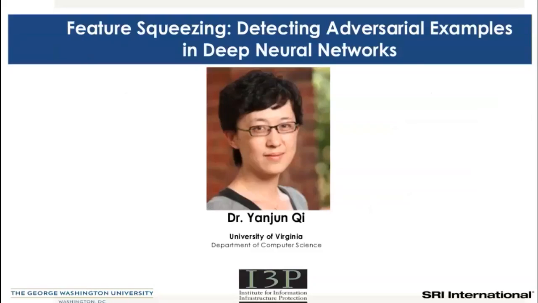In today's webinar, Feature Squeezing, Detecting Adversarial Examples in Deep Neural Networks, our distinguished speaker, Dr. Yanjun Qi, will explore two feature squeezing methods: reducing the color bit depth of each pixel and spatial smoothing. These simple strategies are inexpensive and complementary to other defenses, and can be combined in a joint detection framework to achieve high detection rates against state-of-the-art attacks.